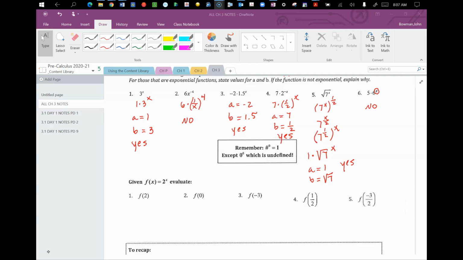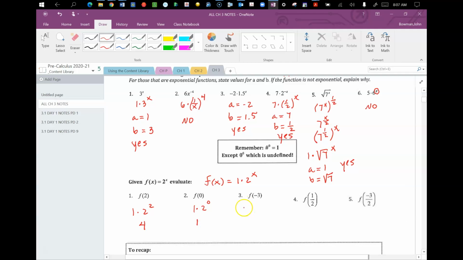All right, the next thing we want to do is evaluate an exponential function using function notation. Again, this exponential function, it's implied that the initial value is 1, so 1 times 2 to the x. So evaluating f of 2 simply means that we are going to find 1 times 2 to the second, which is going to be 4. Evaluating f of 0, well, f of 0 is the y-intercept, or the initial value, so 1 times 2 to the 0 power, which is 1 times 1, which is 1.